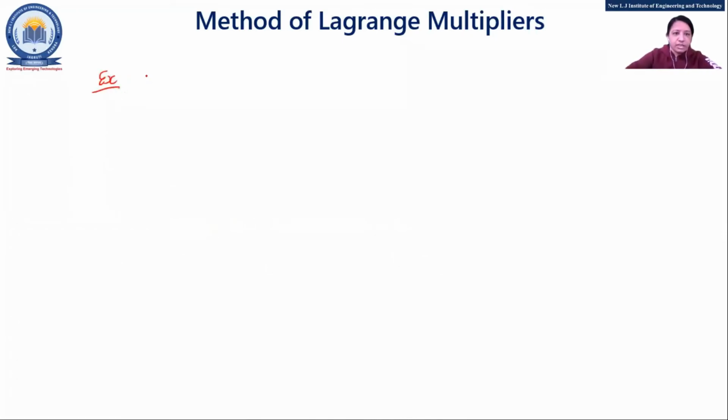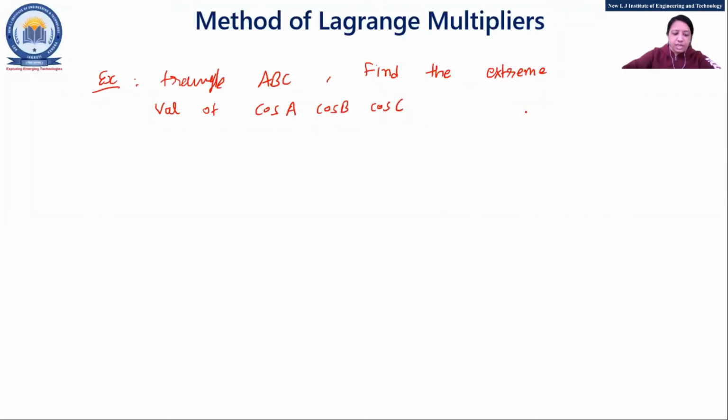Triangle ABC is there. Find the extreme value of. Now any relation is not given. They have written, find the extreme value of cos A, cos B and cos C. It was asked in 2015.